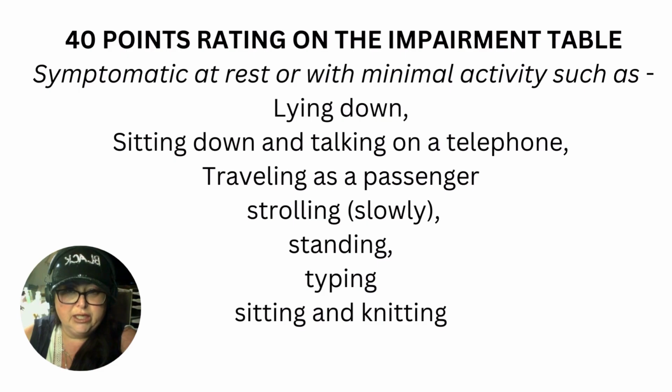So remember, you need to get at least 20 points or more in one impairment table. So 40 points on this impairment table means that you are symptomatic at rest or with minimal activity, doing things like just lying down or sitting down and talking on the phone, travelling as a passenger in a car, walking slowly, standing up in one spot, typing, sitting, knitting, etc.